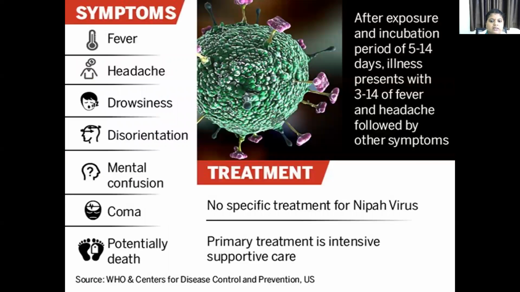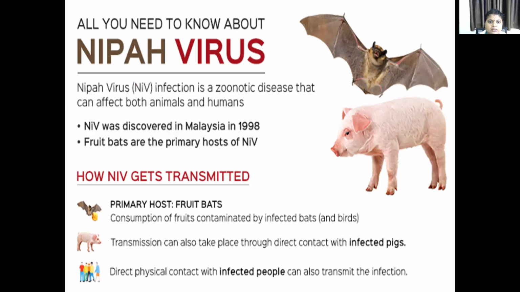Next one is Nipah virus. Nipah virus is a zoonotic disease originated from fruit bats. Humans get the infection by direct contact with fruit bats, or a person in direct contact with fruit bats or infected patients, or contact with pigs also. The person may get a respiratory tract infection. This was first discovered in Malaysia.